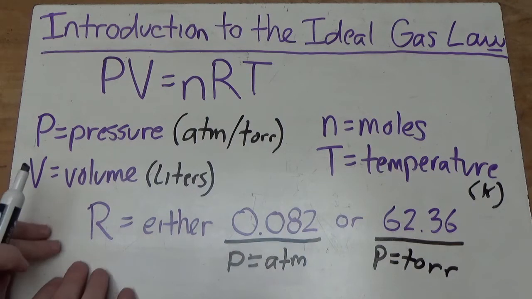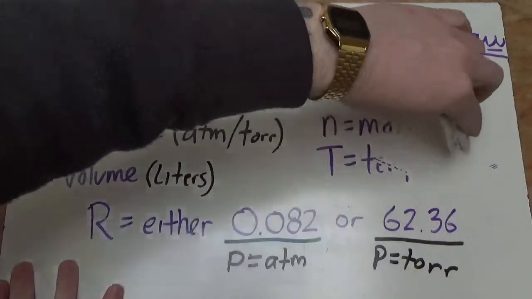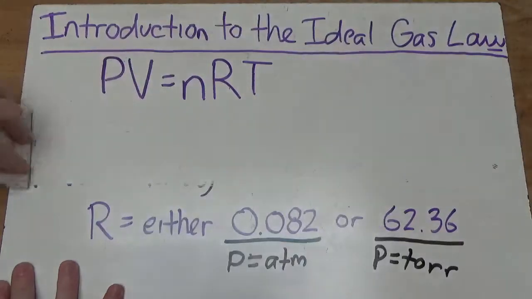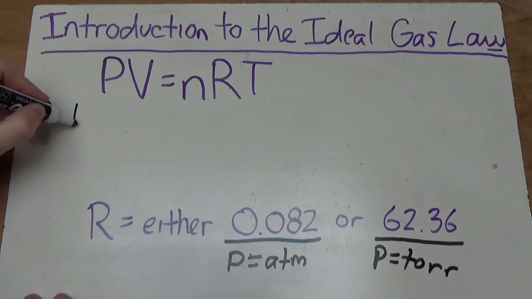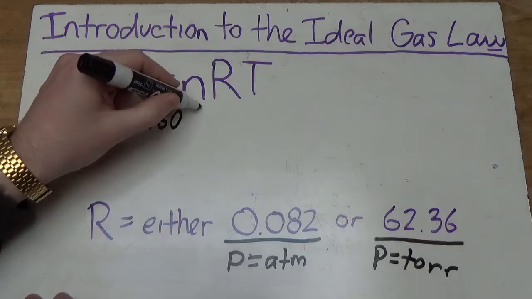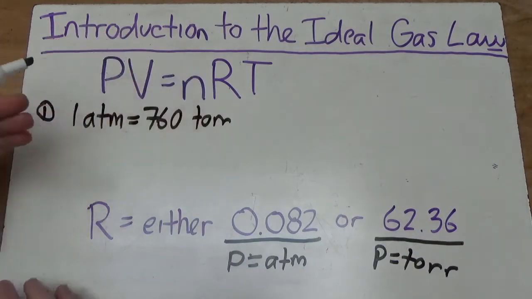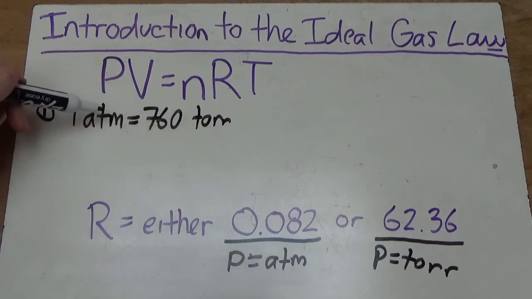Now, I'm going to leave up R, but I'm going to erase this so that I can give you a couple more notes that are important in the introduction to the ideal gas law. There are a few things you're going to need to know. First thing is that 1 atmosphere is 760 torr. So if you need to convert between these two things, you can using this conversion.